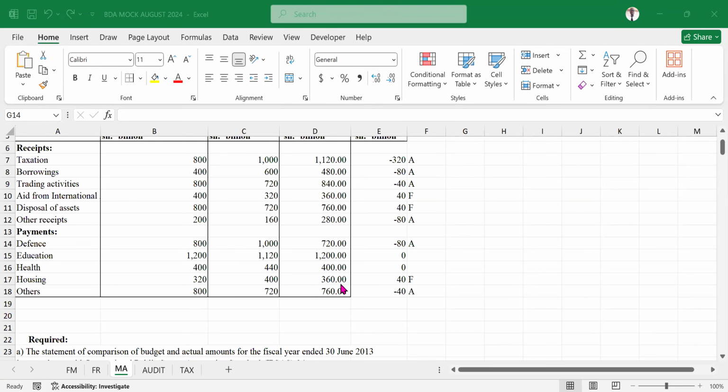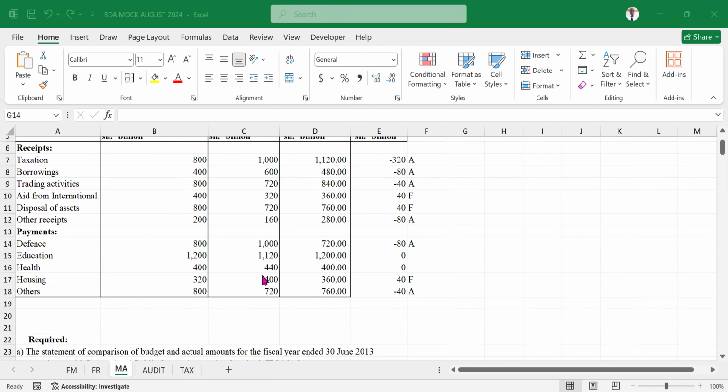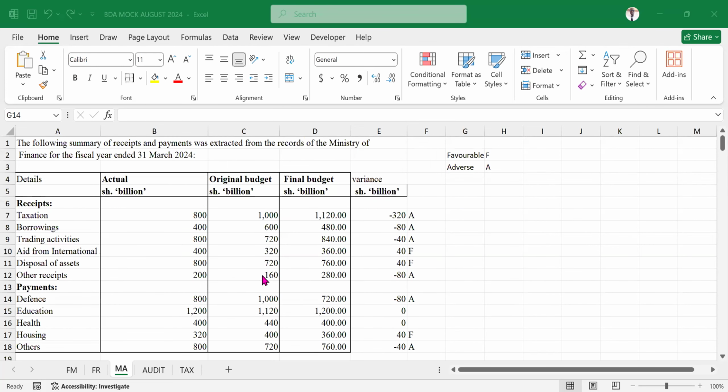So, the next thing after coming up with the variance and the interpretation, let us go and get the totals so that we get to see what surplus or what deficit we have as the net effect of the variances that we are able to come up with.